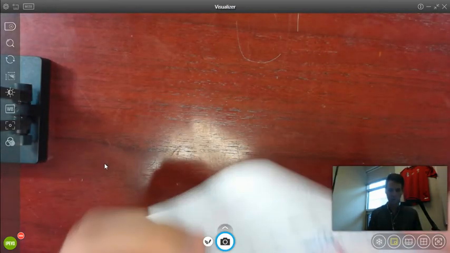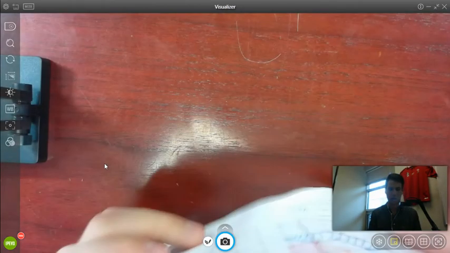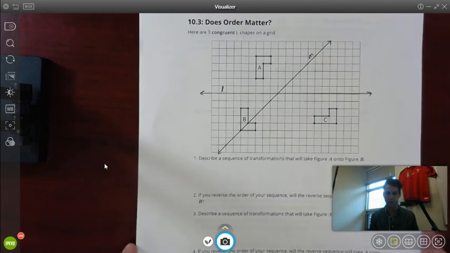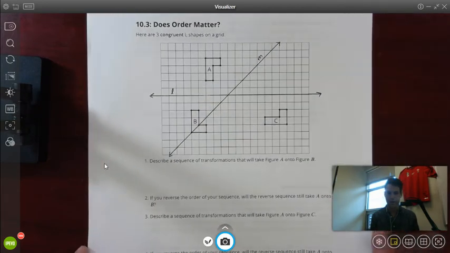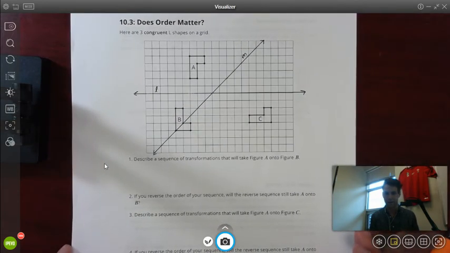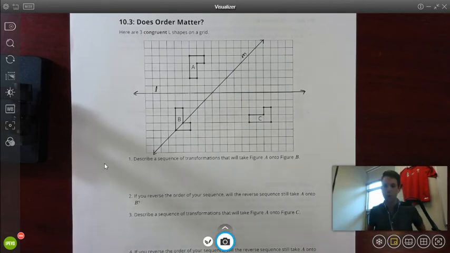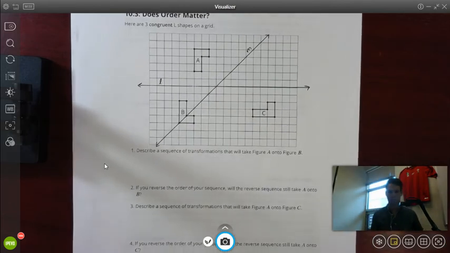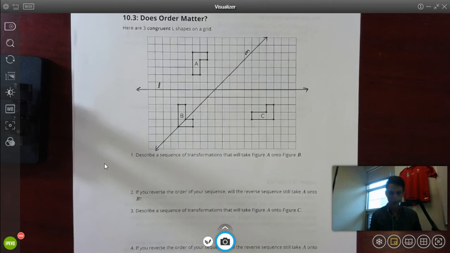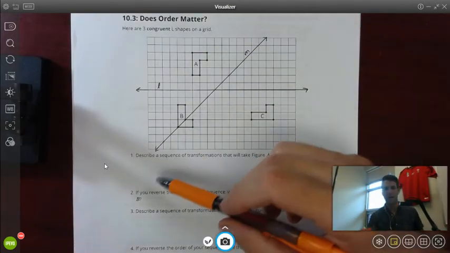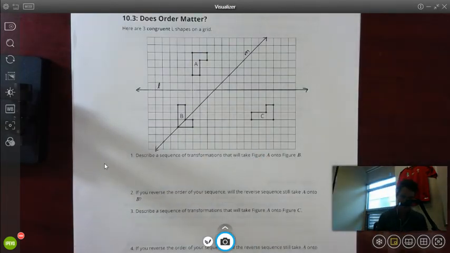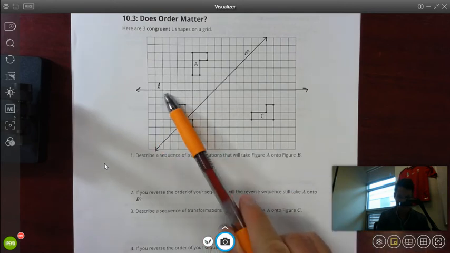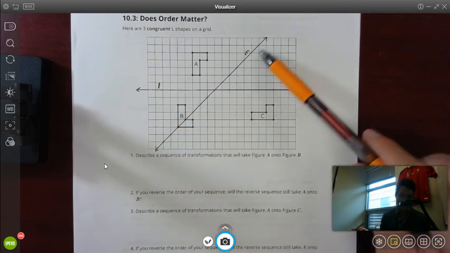So in this task, we're going to try to do more than one transformation at a time and see if it's going to matter if we move them more than one transformation at a time. I've drawn in some lines that are going to be helpful in our reflections as we go through this. I've drawn in line L and line M.